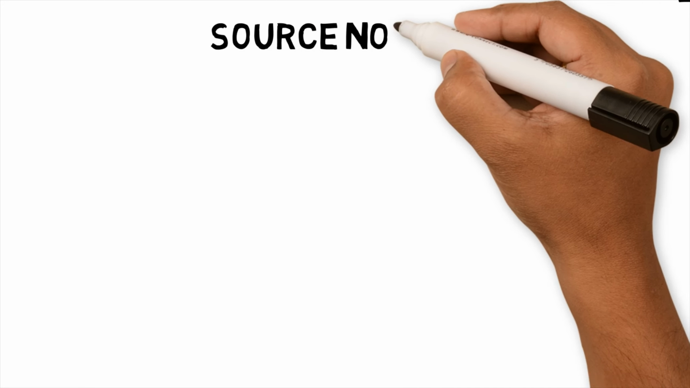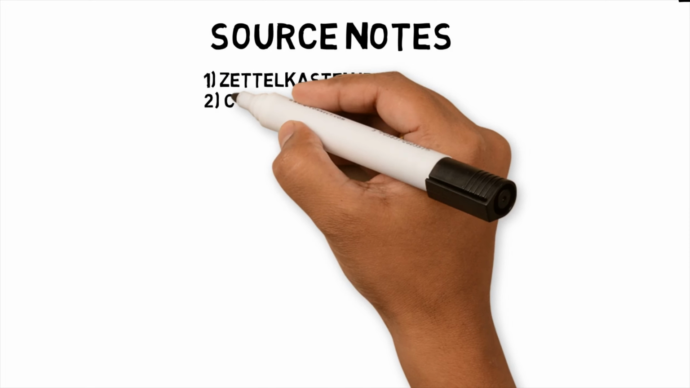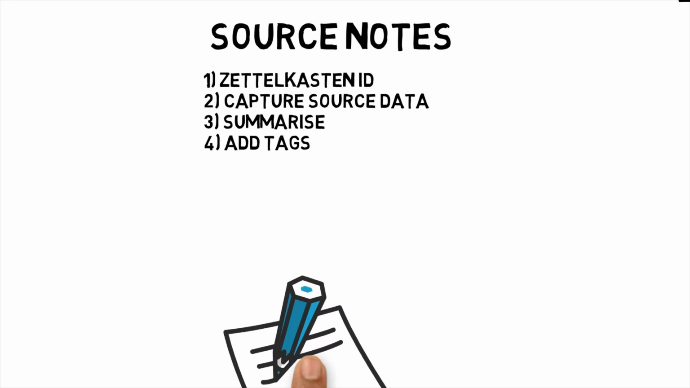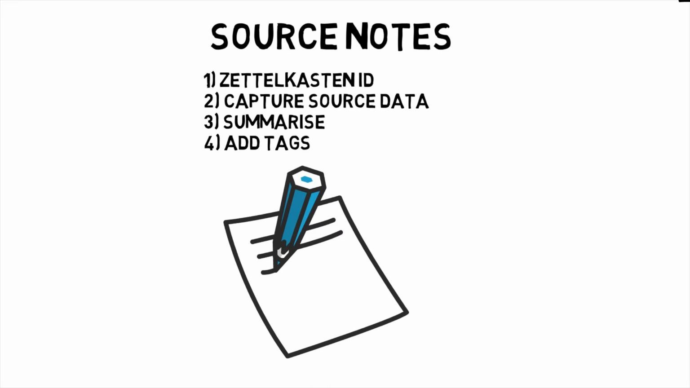Source notes. For each source note I create, Obsidian generates a Zettelkasten ID. Along with the ID, I add the full heading, a link, and summary of the contents in my own words, and tags related to that note. Let me show you in Obsidian.